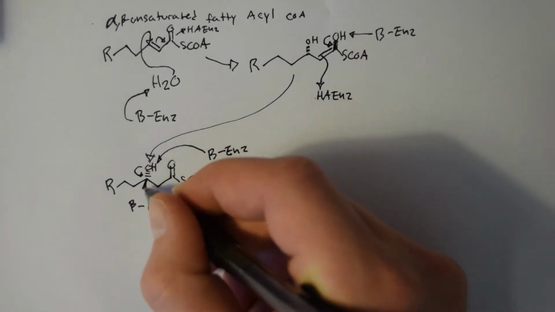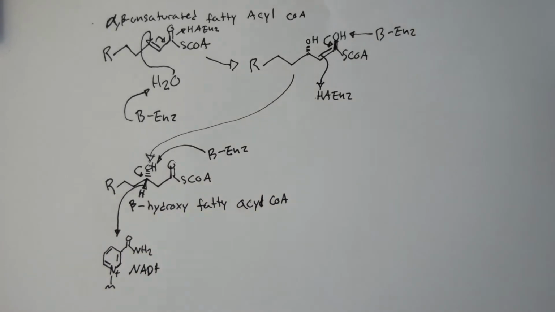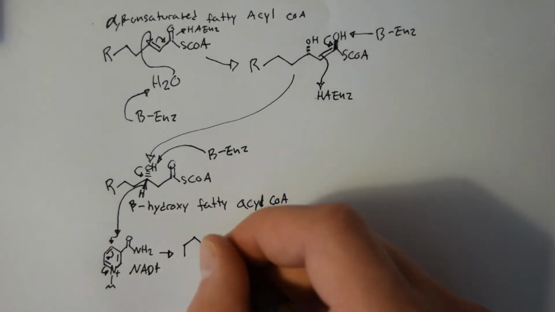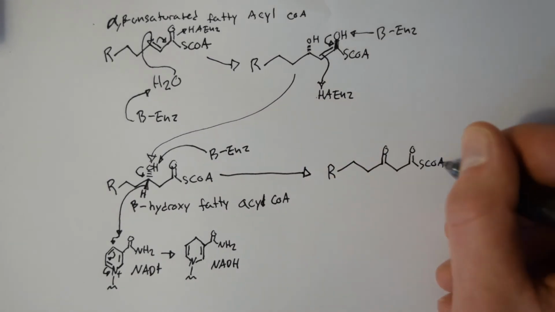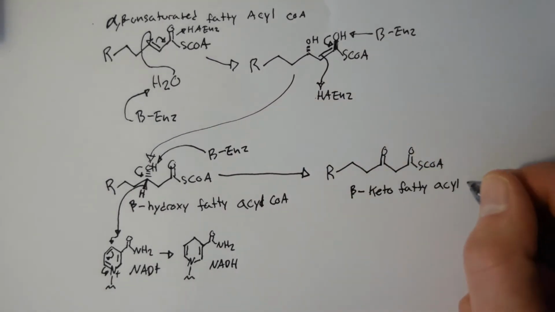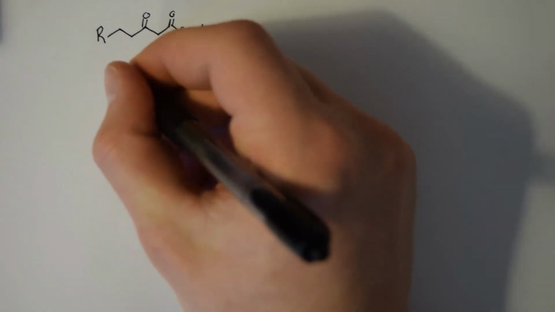The hydrogen is taken off the alcohol and another hydrogen is donated to an NAD+. Now we have beta-keto fatty acyl-CoA and an NADH. The next enzyme is going to use a cysteine side chain to kick off an acetyl-CoA.